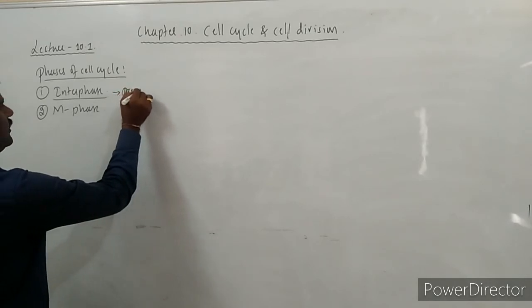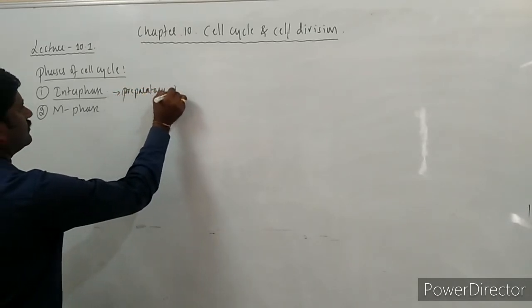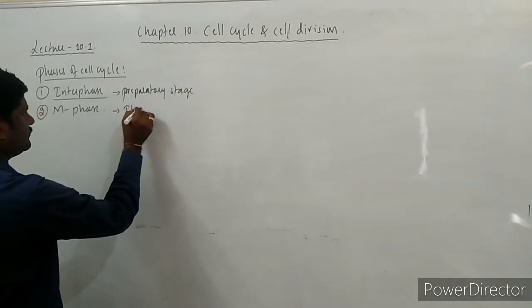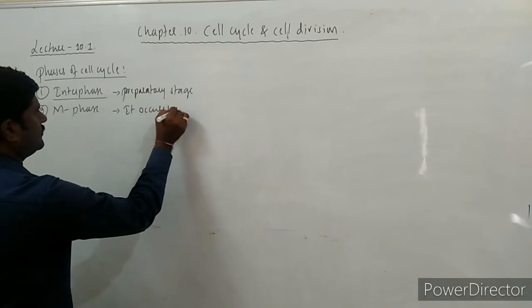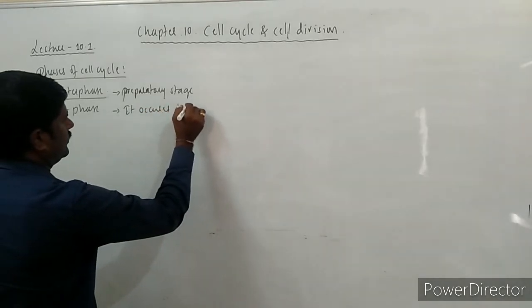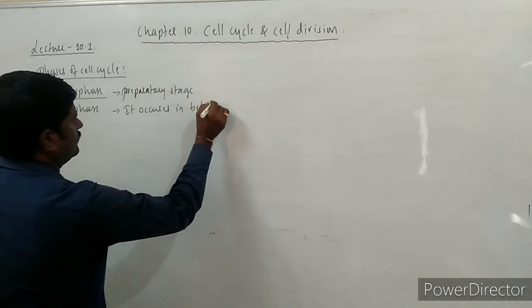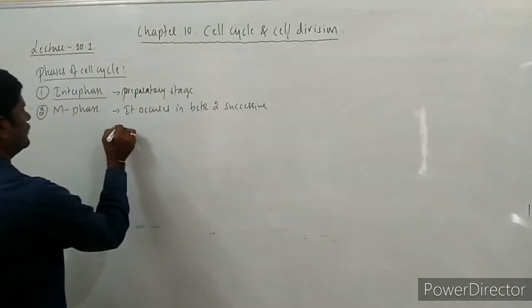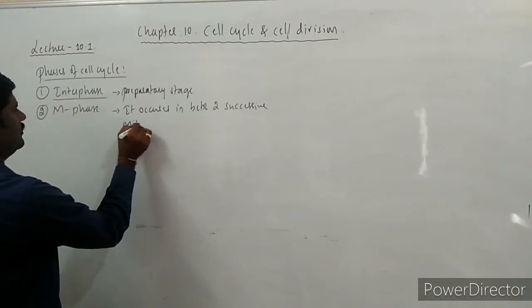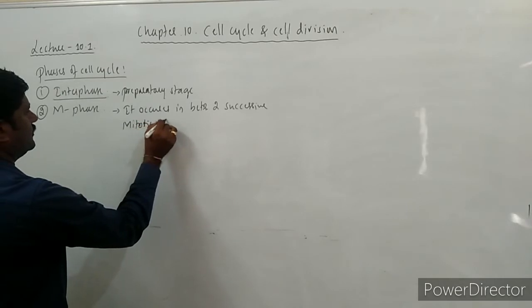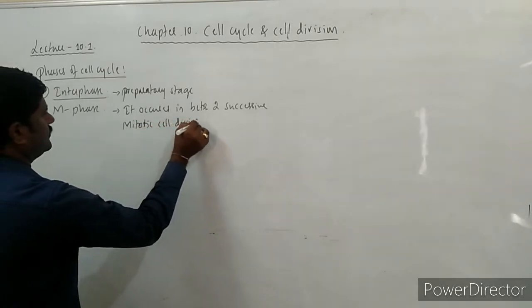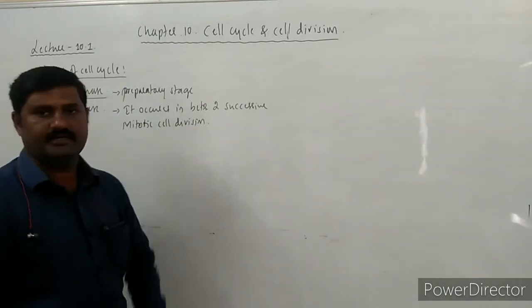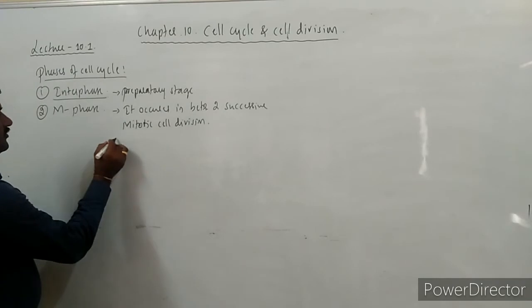It is a preparatory stage, and it occurs in between two successive mitotic cell divisions. It occurs in between two successive mitotic cell divisions. Right? It occurs over here.